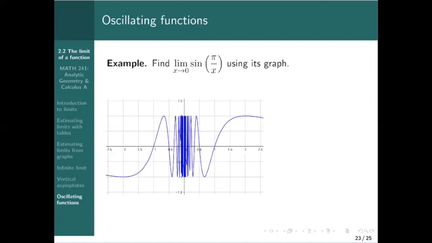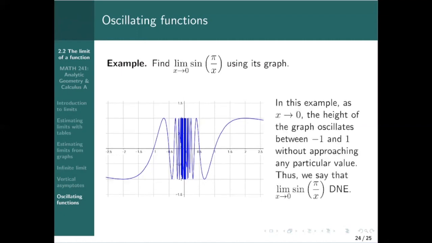Let's take a look at two more examples. Now we are going to consider oscillating functions. In the first one, we want to find the limit of this function, sine of pi over x, as x goes to 0 using the graph. Well, let's observe what's going on as x goes to 0. It seems like the function is oscillating between minus 1 and 1, but it's not approaching any specific number. So using the intuitive definition that I gave in the beginning of this video, the conclusion is that because it's not approaching any particular real number, the limit of this function as x goes to 0 does not exist.